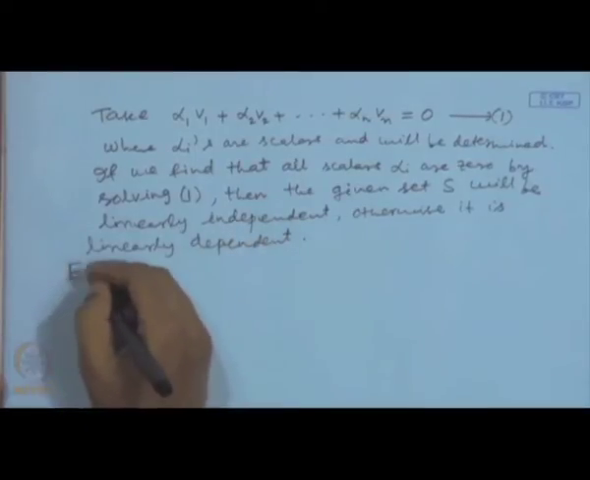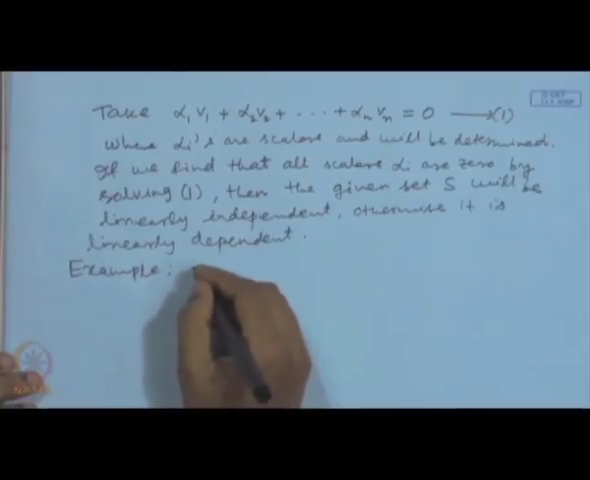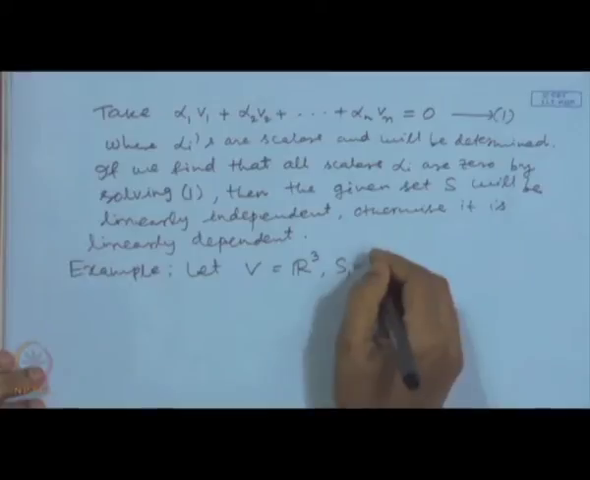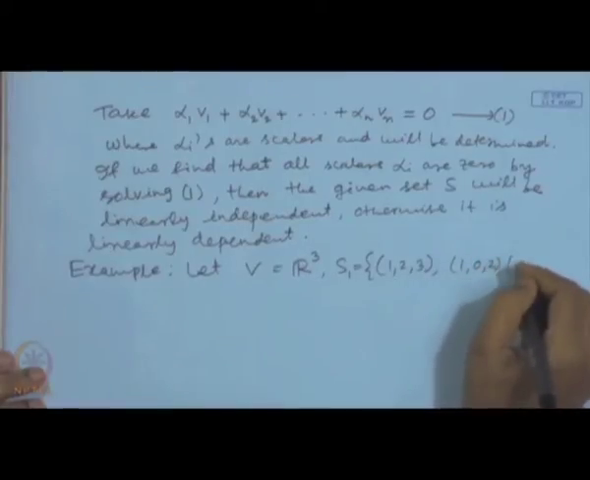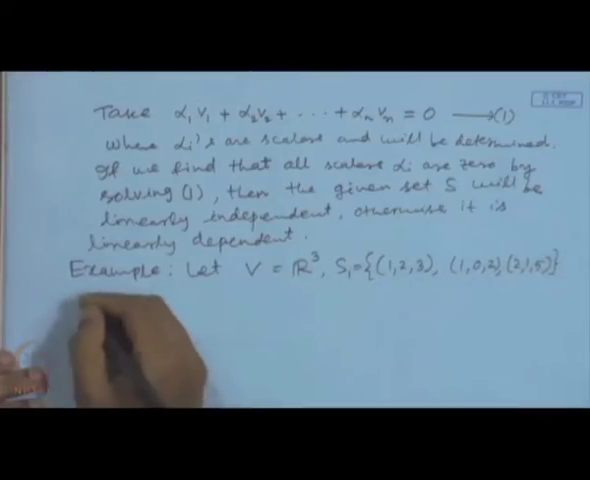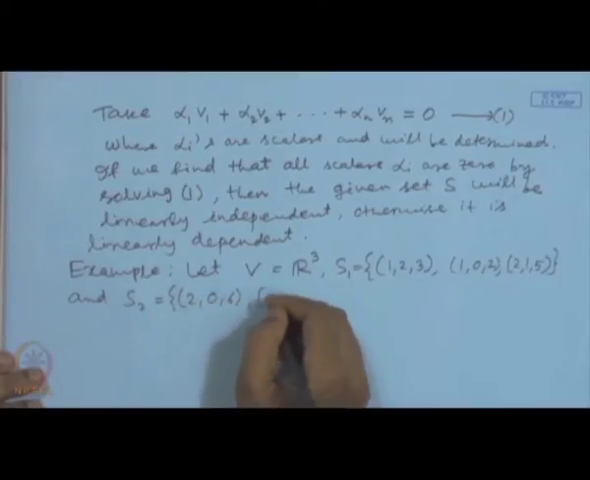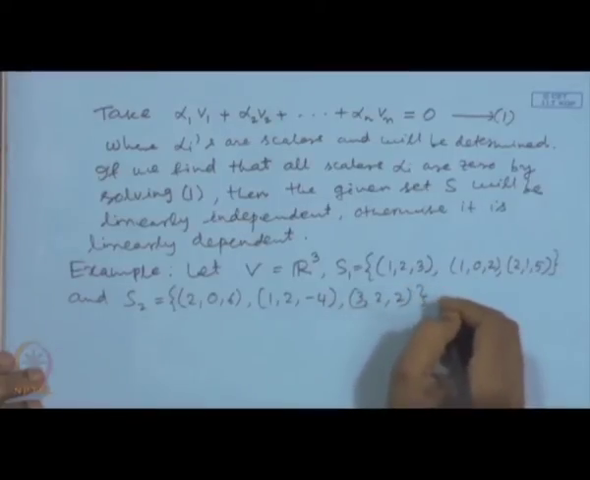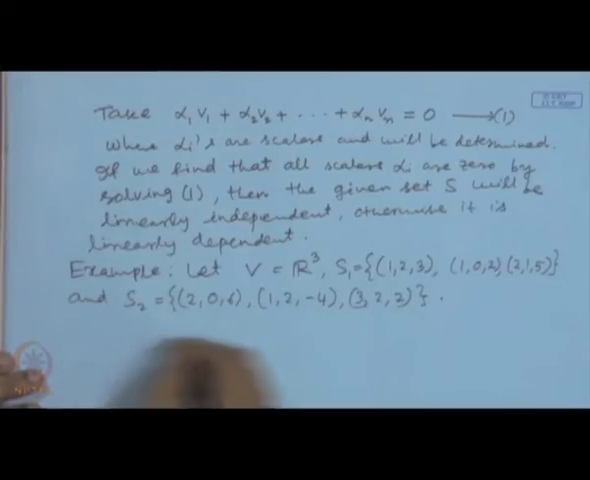So, let us take one example and explain this concept. You take here V be R3, and S1 be this set of vectors (1, 2, 3), (1, 0, 2), (2, 1, 5), and S2 be this set of vectors (2, 0, 6), (1, 2, -4), (3, 2, 2), be subsets of V. So, we will check linear dependency or independency of S.